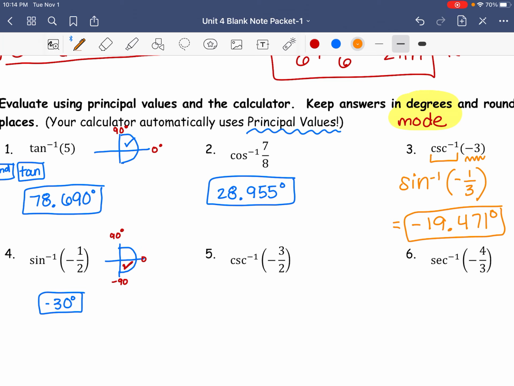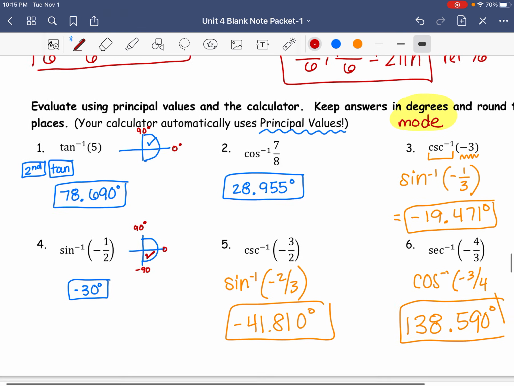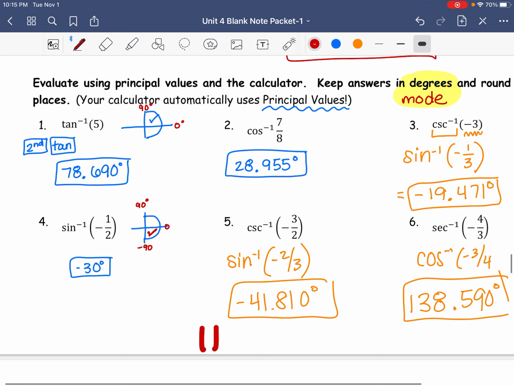Go ahead and try number 5 and number 6, please. Make sure you rewrite both of them. Always round to 3 decimal places.